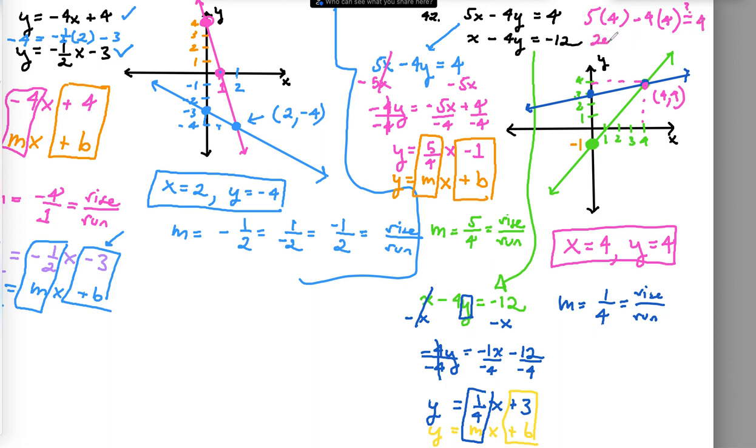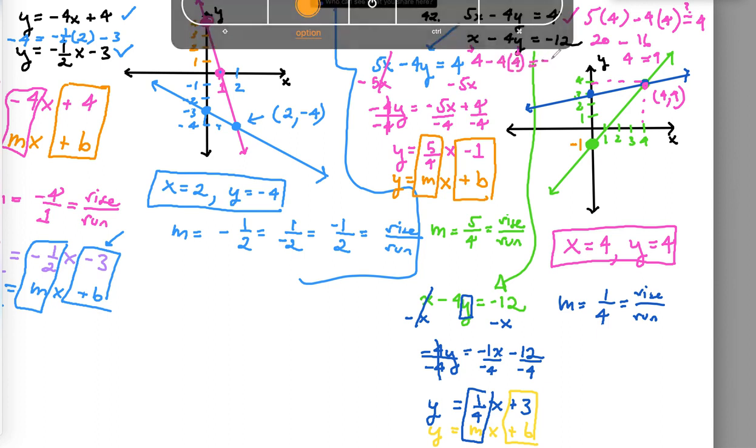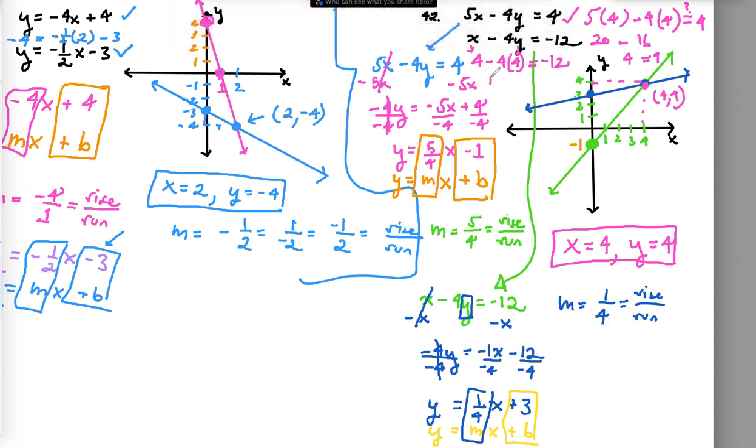5 times 4 is 20, minus 4 times 4 is 16. 20 minus 16 is 4. Does 4 equal 4? Yes, it does. So it solves the top equation. Does it solve the bottom equation? Instead of writing x, I write 4, minus 4 times 4, because instead of y, I write 4, equals negative 12. Let's see. 4 times 4 is 16. 4 minus 16 is indeed negative 12, and negative 12 equals negative 12. It solves the bottom equation.